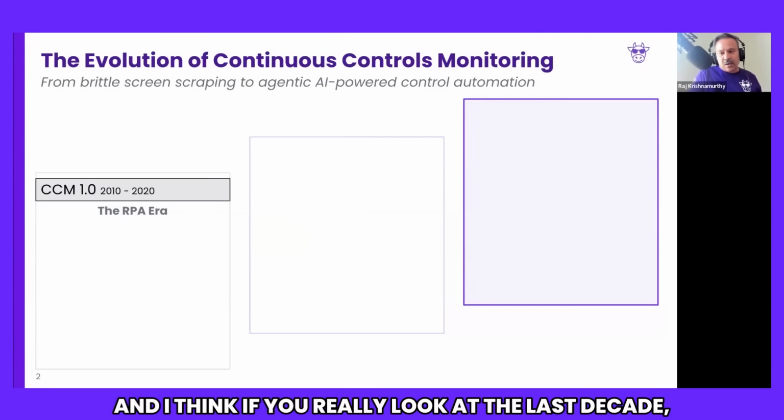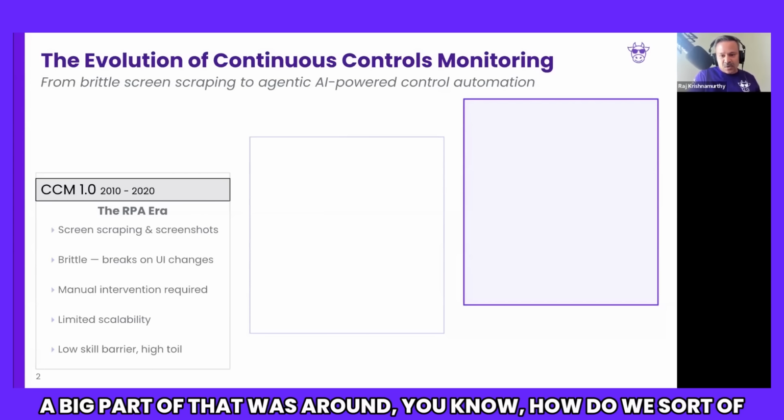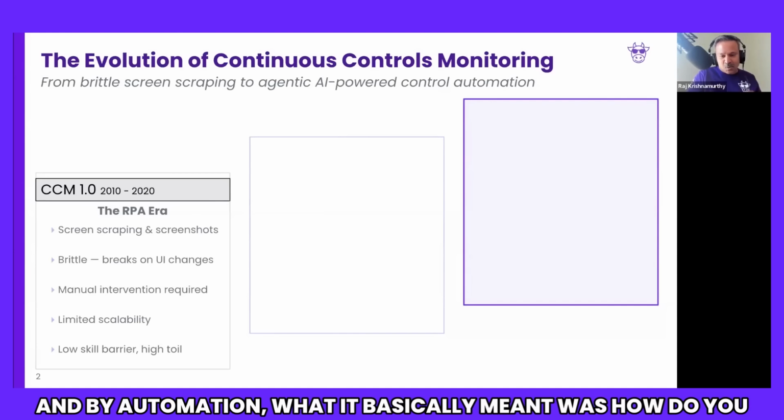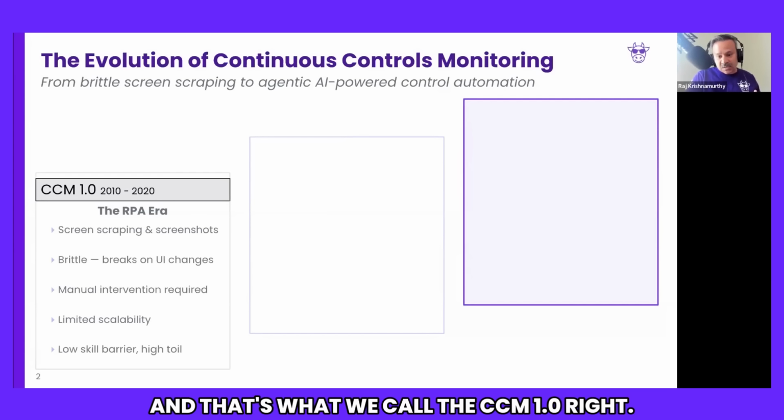And if you look at the last decade, a big part of it was around how we better automate. And by automation, what it basically meant was how do you take better screenshots? Can we take screenshots fast enough? And that's what we call CCM 1.0.